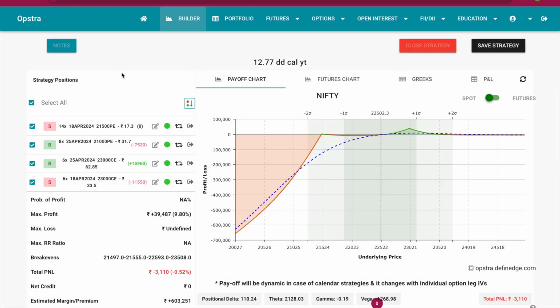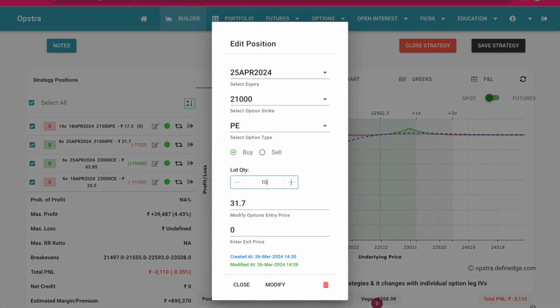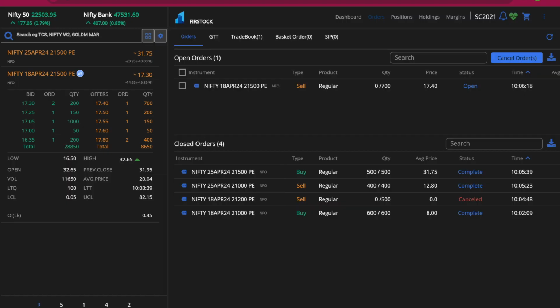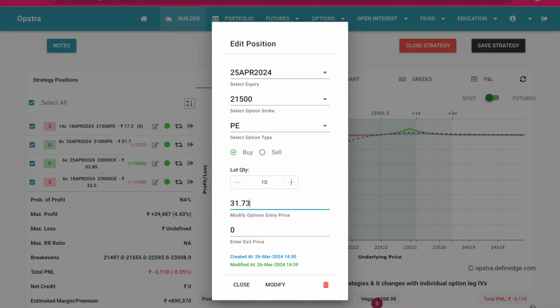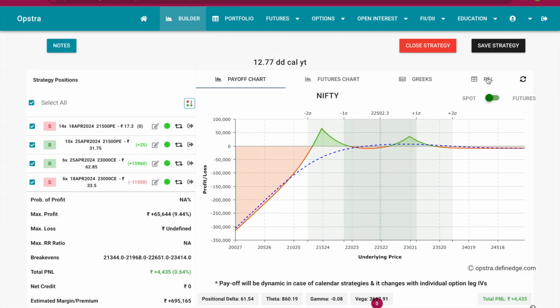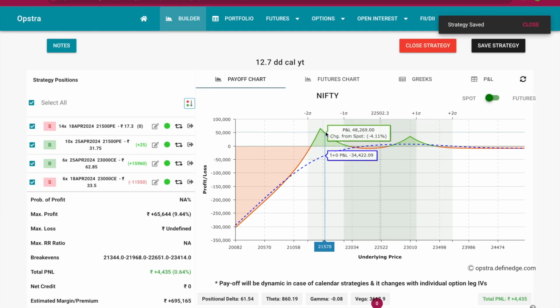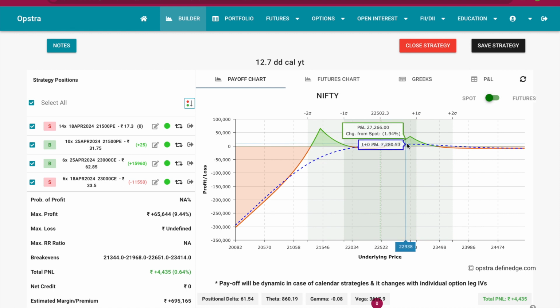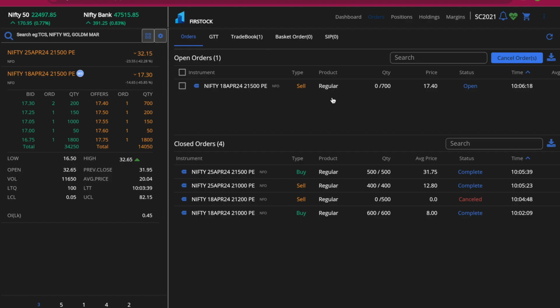So for now let this be there. The bought quantity is 10 lots, it's 21,500, and we have bought this at 31.75. So this is how it looks. We'll save the strategy. We don't have much of a problem. The market is flattish here, the peak is very less. The order is not getting triggered.